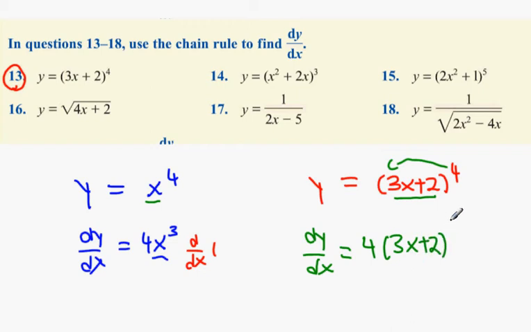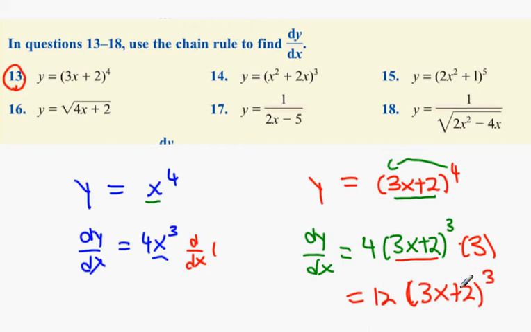Now here's where the missing part comes in. The missing part is you have to differentiate what's in the brackets. You always differentiate what's in the bracket. When you differentiate 3x plus 2, what do you get? 3. So that means you're going to multiply the back by 3. That's how it differs from what we've done before. 3 times 4, 12. 12 (3x plus 2) to the power of 3. You happy with that? We'll do another one.